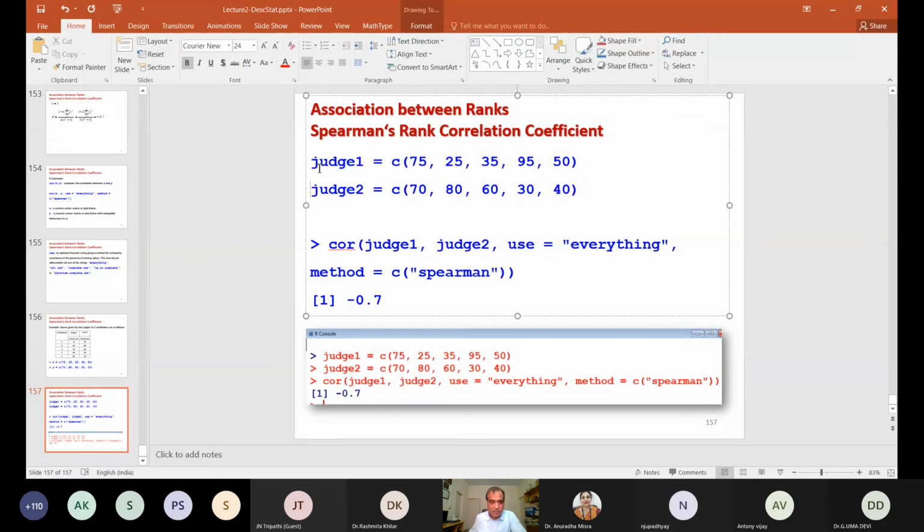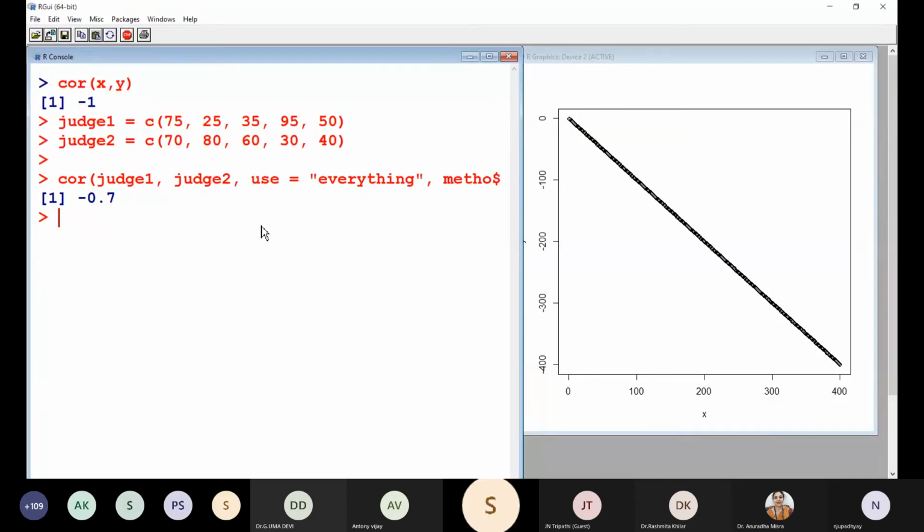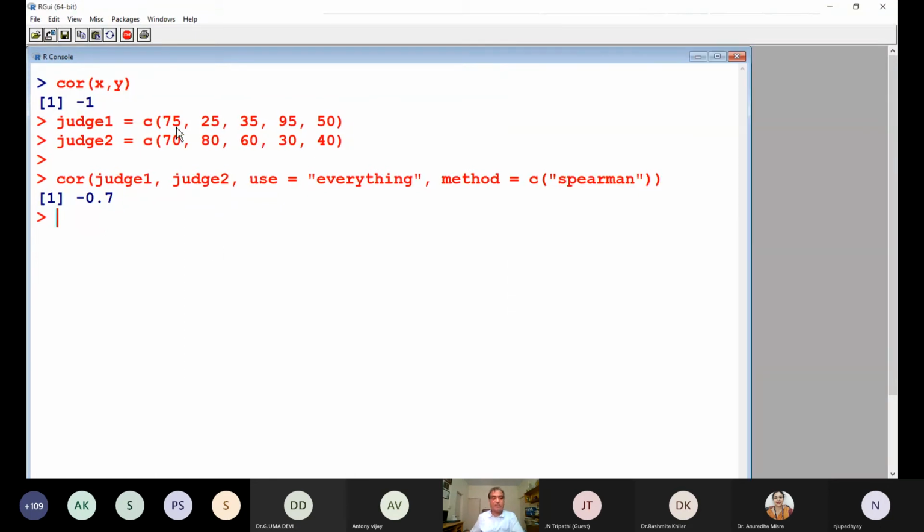Let me copy this data here and come to the R console. So you can see here, I just pasted the values, so you are getting the same thing. Right.